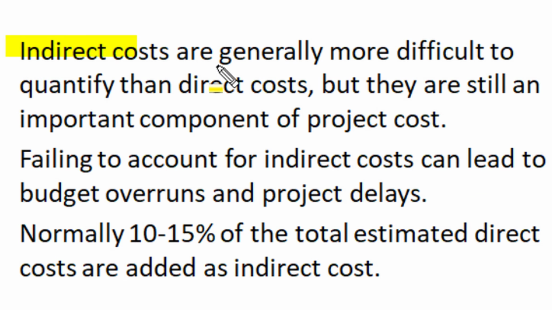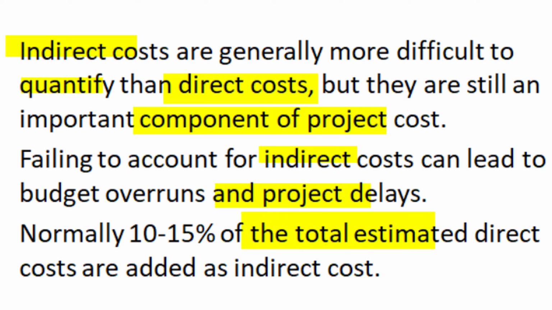Indirect costs of a project are generally more difficult to quantify than direct costs, where the quantity of material, labor, and their rates are both predictable, whereas the same is not possible with indirect cost components. But these indirect costs are still as important as direct cost as a component of total project cost. If one fails to account for indirect cost, then that can lead to budget overruns and may result in delay in project execution. Normally, such indirect cost or overheads are taken as 10 to 15% of total estimated direct cost, and this 10 to 15% of direct cost is added to project cost as indirect cost.